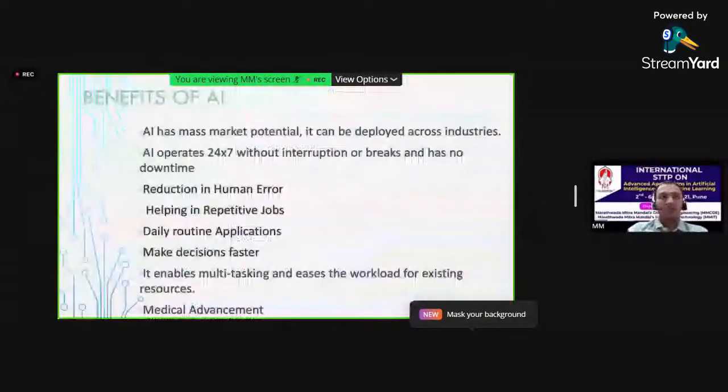So going to the next slide, there are some benefits of how AI can be helpful in our day-to-day lives. As we can see, AI has a massive market potential, where it can be used in most of the different industries. Nowadays, whether it's the healthcare industry, finance industry, manufacturing industry, or any other, it can be deployed in any industry.